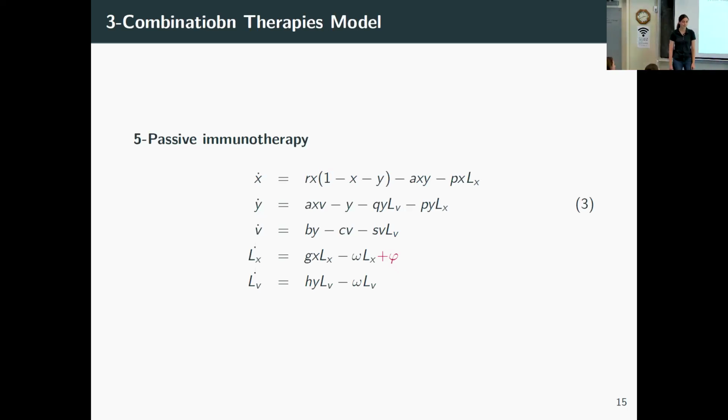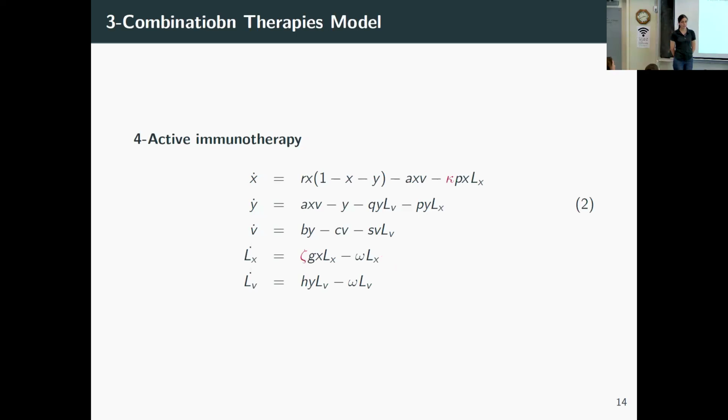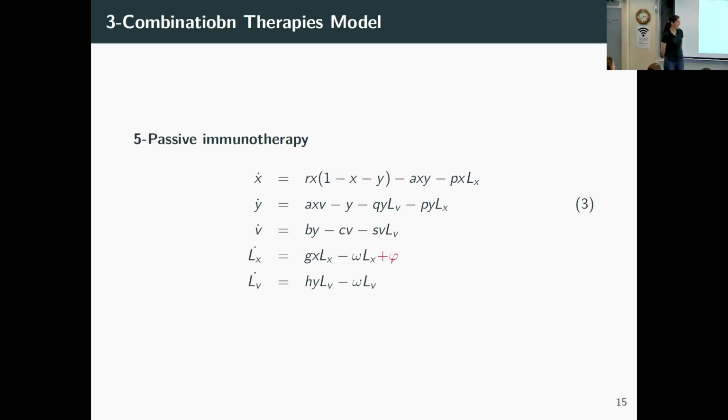I'm sorry, on the previous slide. On the active immunotherapy, is there a reason why activating the immune system is only increasing the efficacy against the unaffected tumor cells, but not the affected tumor cells? If I'm reading that right, because you only have the kappa on the X, but not on the Y, right? Yes, I think there should be a kappa here. Yes, there should be one here. Thank you. Any questions?